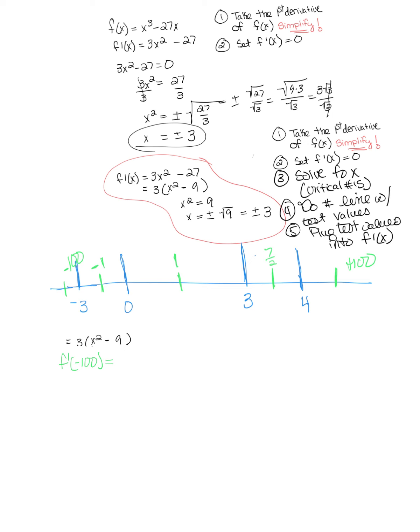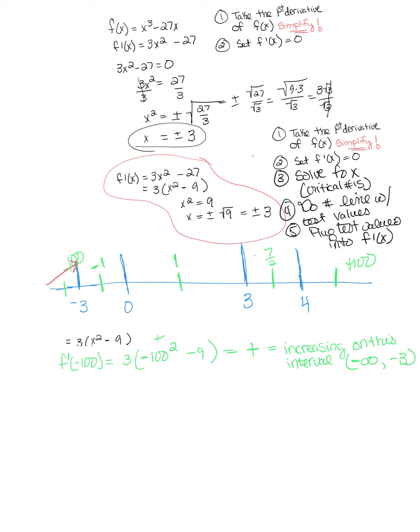So if I have 3, and then I do negative 100 squared minus 9, well, this is going to be a positive number, because this is going to give me a positive minus 9, right? And it's a big positive. So this is going to be a positive. When I get a positive, that means that I am increasing. My graph is increasing on this interval. What is this interval? This interval is negative infinity to negative 3. So how do I show that on my graph? Well, here we go. Increasing.